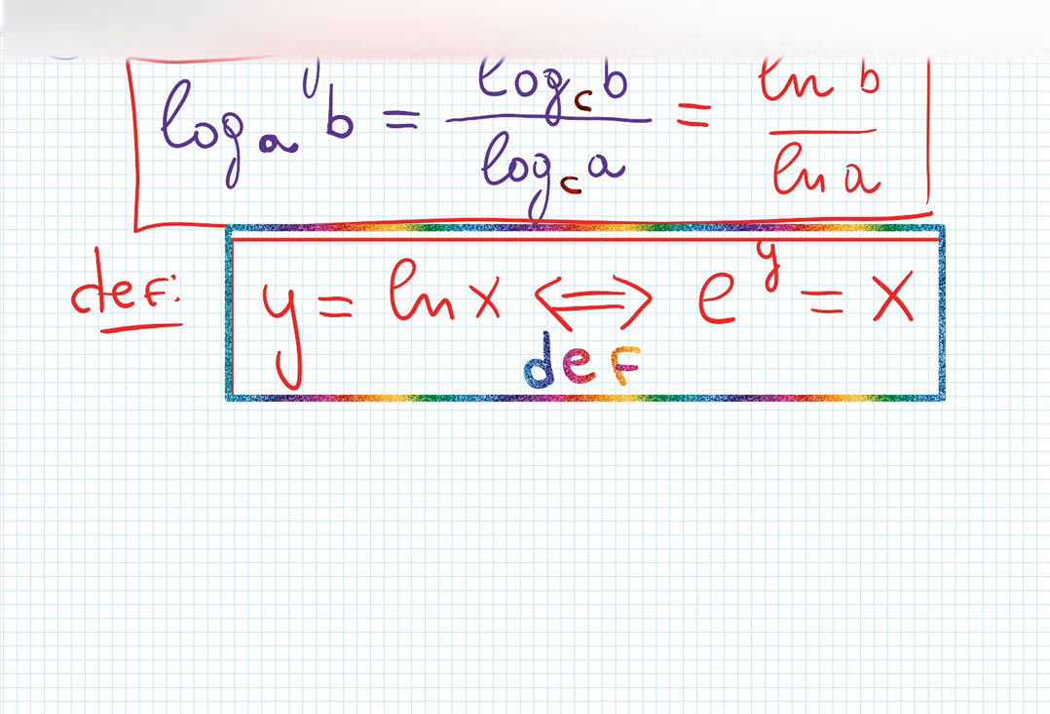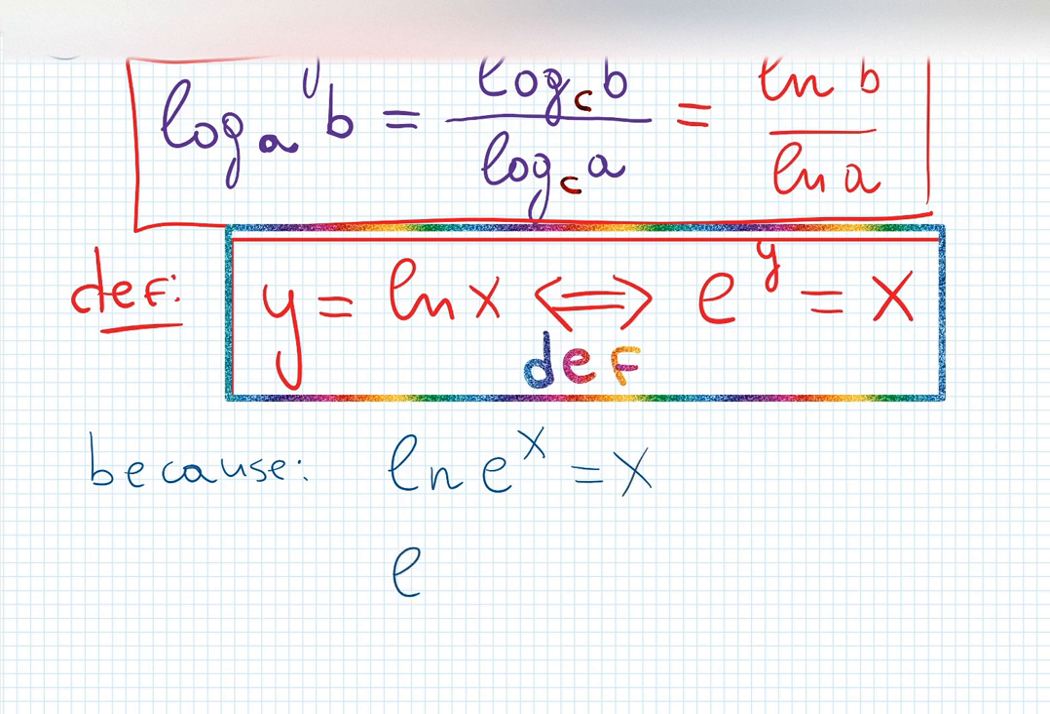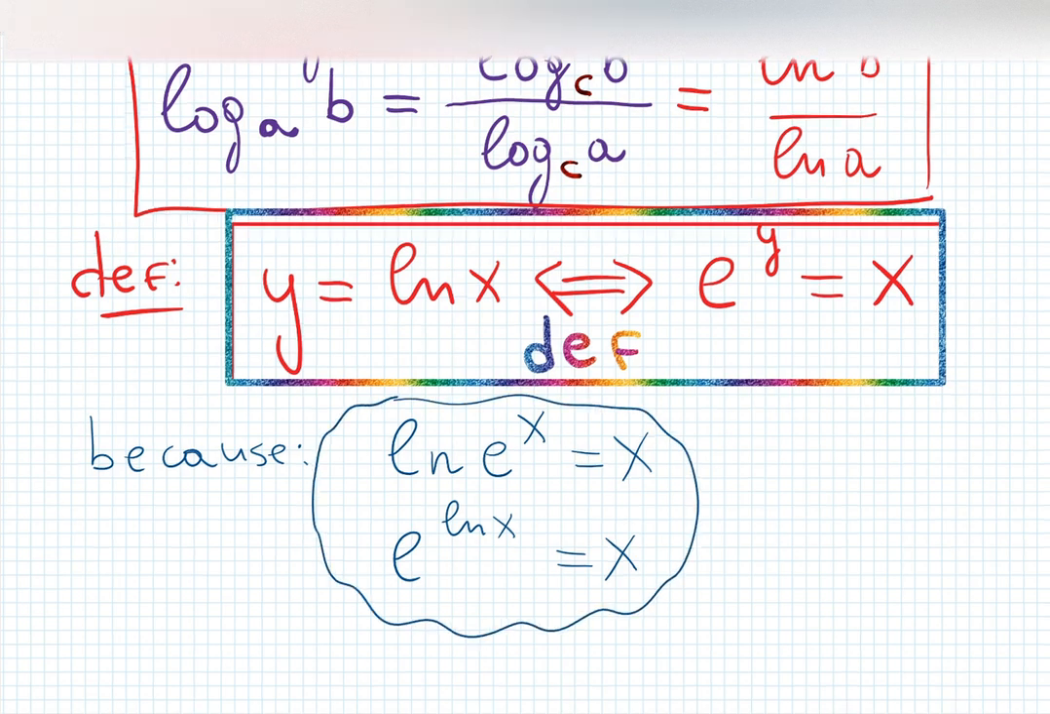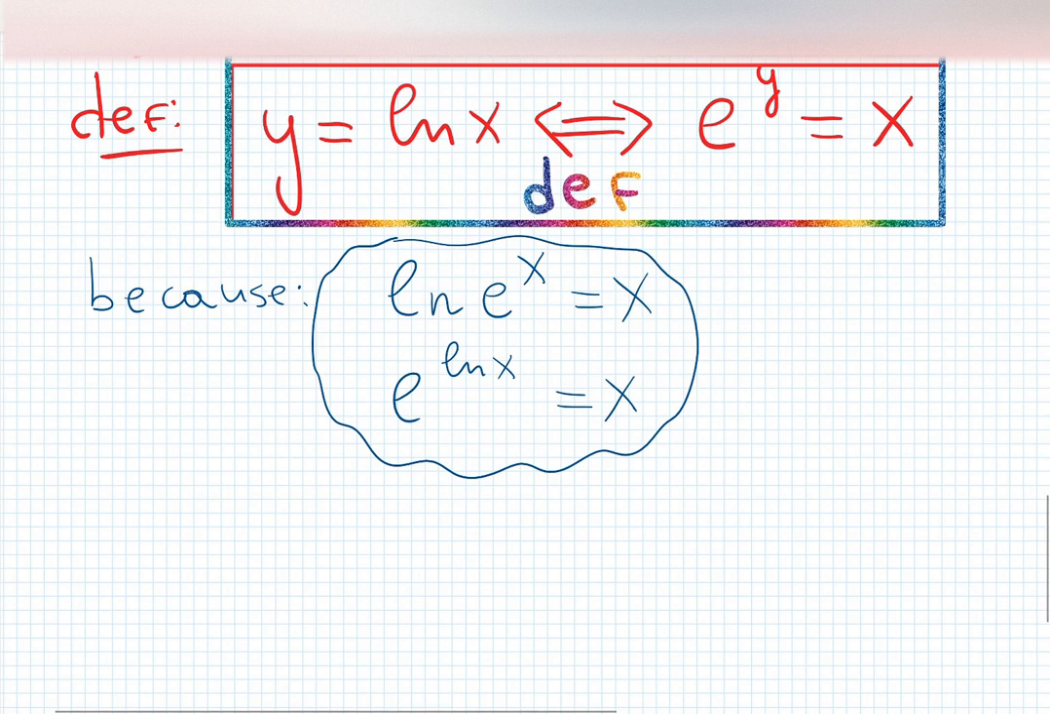Because inverse functions undo each other. So ln of e to the x is x. e to the ln x is x. They just keep undoing each other and the result will be your input. What is the input? x is the input. Finally, a couple examples.